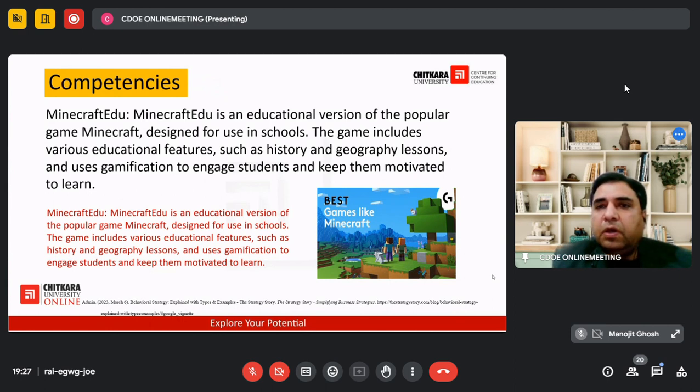If I ask you how it has changed: when we used to study geography, history, or any mathematical things, we were not having practical scenarios in front of us. We were not having live pictures. We were not having live games. But Minecraft is coming up with games which can teach students lessons in history and geography through gamification.